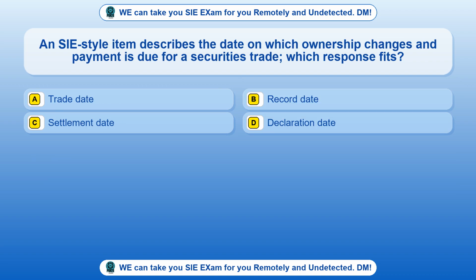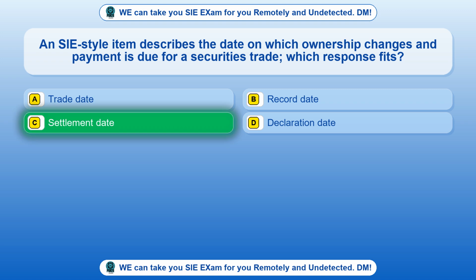Question 11. An SIE-style item describes the date on which ownership changes and payment is due for a securities trade. Which response fits? Option A, trade date. Option B, record date. Option C, settlement date. Option D, declaration date. The correct answer is option C, settlement date.